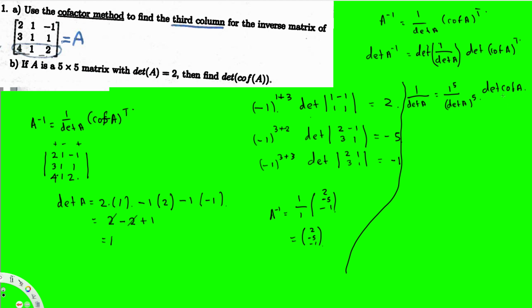Then to find this determinant of cofactor A, I have to switch this around. So we know this determinant A is 2, so we can plug in this value. If I bring this to the other side, it's going to be 2 to the power 5 over 2. And in this one, 1 to the power 5 is going to be 1, so we don't have to do anything. And the determinant of cofactor A is the one we have to find. So determinant of cofactor A is going to be equal to 32 divided by 2. Therefore, determinant of cofactor A is going to be equal to 16. So this is the final answer, and that's how it's done.